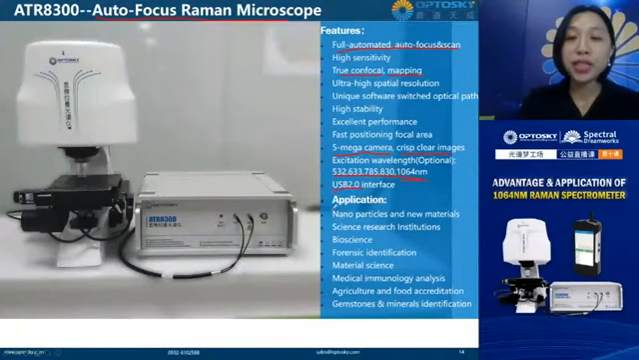Applications are widely found in new materials, scientific research, bioscience, forensic identification, material science, medical immunology analysis, agriculture, food accreditation, and gemstone essentials.